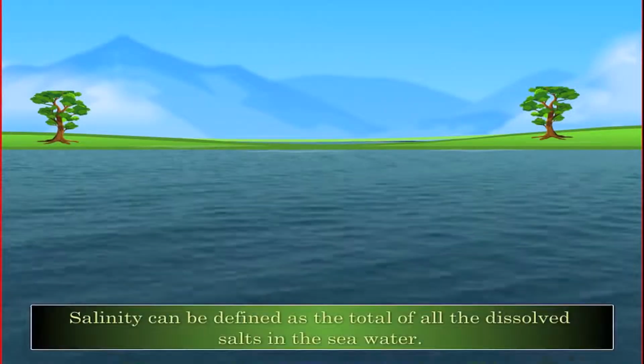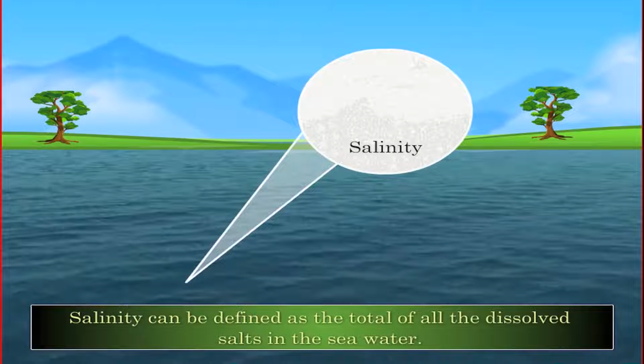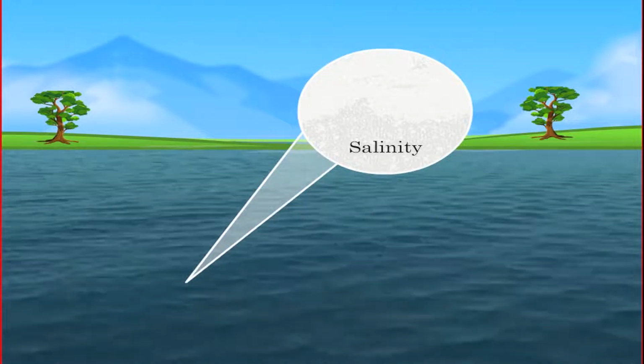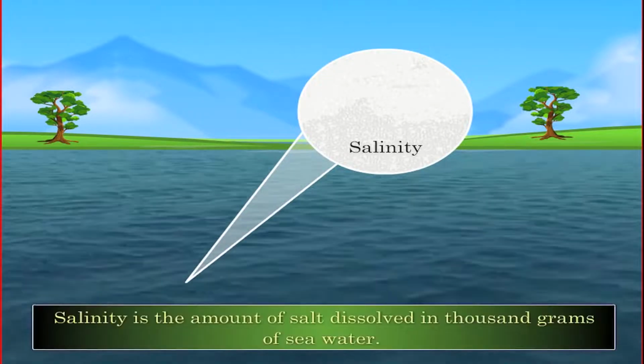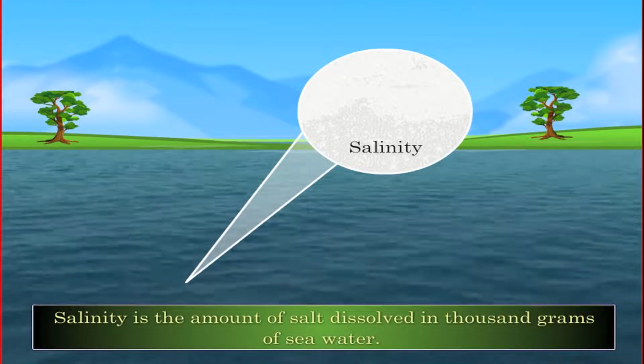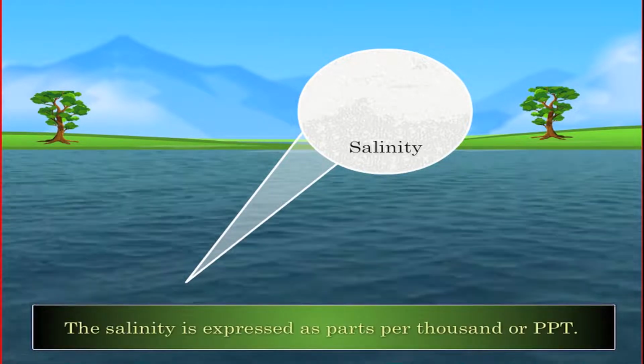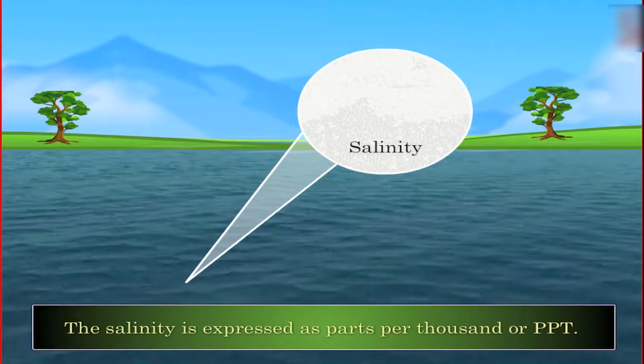Well, what do you think salinity is? Salinity can be defined as the total of all the dissolved salts in the seawater. In other words, salinity is the amount of salt dissolved in 1000 grams of seawater. The salinity is expressed as parts per 1000 or ppt.